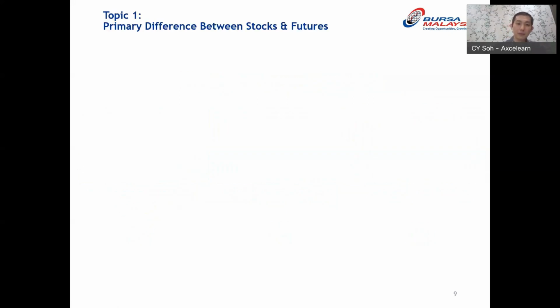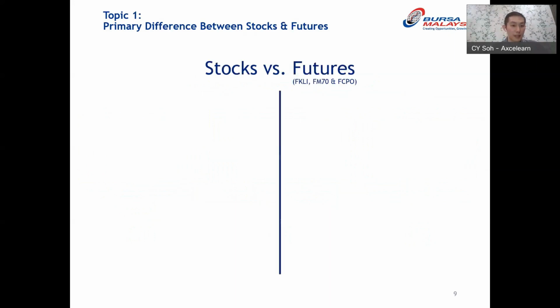Now, let's come back to the primary differences between stocks and futures. Some of the answers you already know, but some of it I want to cover in greater depth. So generally in Malaysia, we have the stock market as well as the futures market. In the futures market, we have the popular FKLI, FM70, as well as the FCPO market. So let's look at the differences.